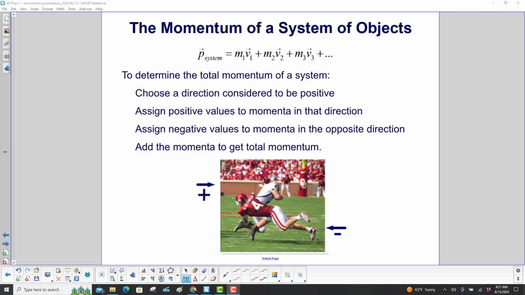To determine the total momentum of a system, choose a direction considered to be positive, assign positive values to momenta in that direction, then assign negative values to momenta in the opposite direction. Add the momenta to get total momentum. So we're taking to the right here as positive and the left as negative. So we're taking into account the vector nature of momentum.